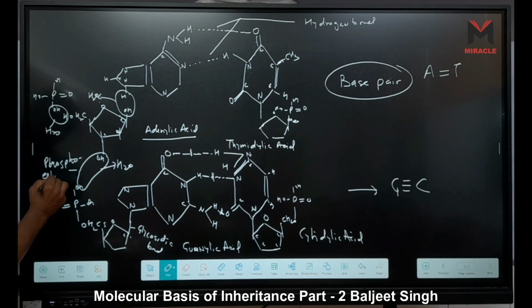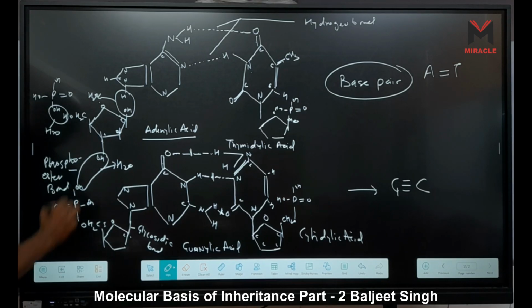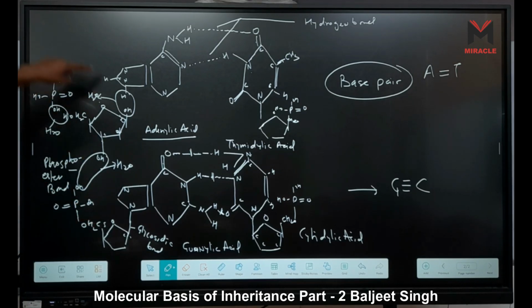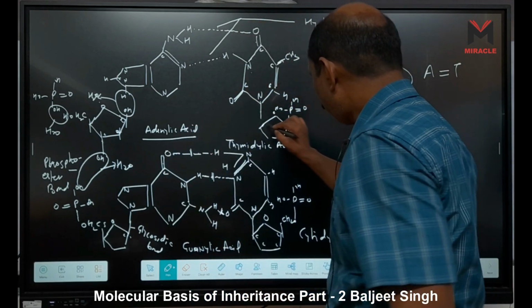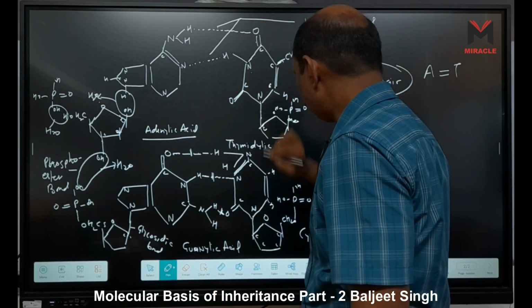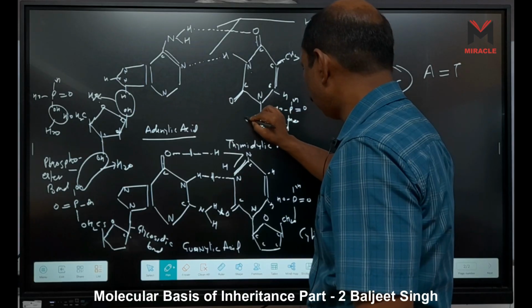Phosphoester bond is formed, right? And a sugar phosphate bond is formed. You can understand here. This one is the one strand. Another side also has the same thing. This is the first carbon. We can say first carbon. This is where the N-glycosidic bond is, right?